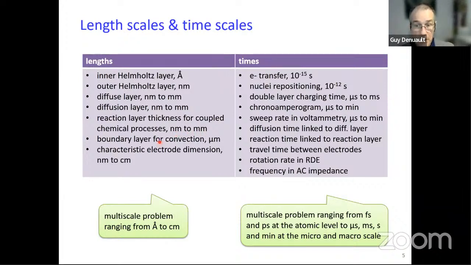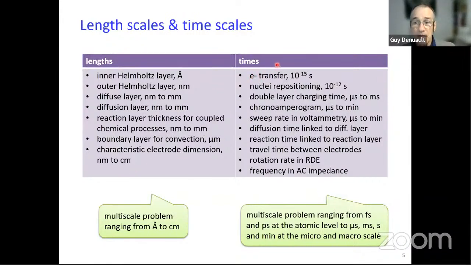If mass transport by convection is involved, then we could have a boundary layer, which is typically of the order of micrometers. But then, as Gabriel will cover in his last lecture, when we start playing with tiny electrodes, such as microelectrodes and nanoelectrodes, we have to worry about the characteristic dimension of the electrode. And we could deal with electrodes ranging from nanometers to centimeters. So already you can see that as far as lengths are concerned in electrochemistry, we are dealing with a multi-scale problem, which will range from angstroms to centimeters. And from the point of view of modeling, this is very, very challenging.